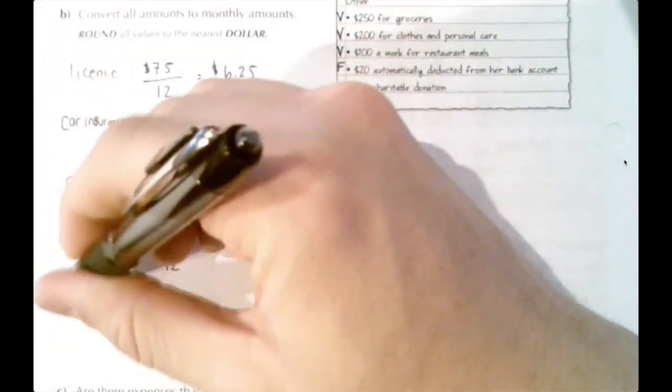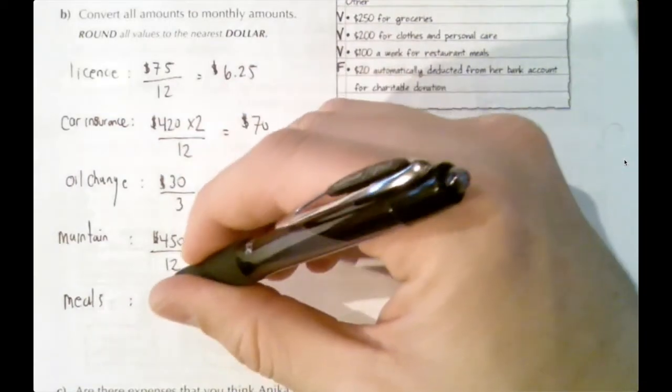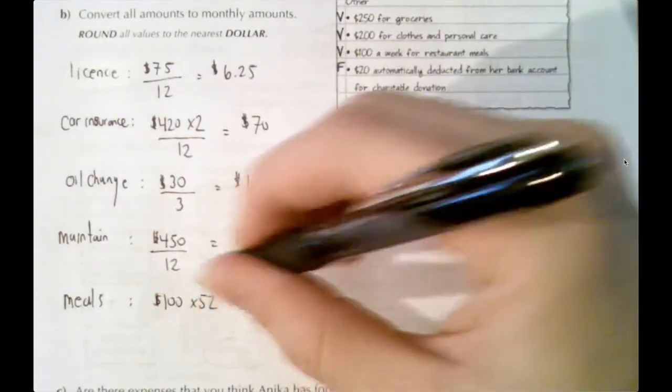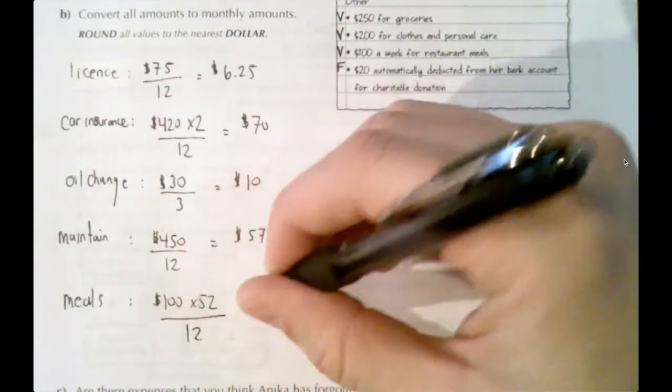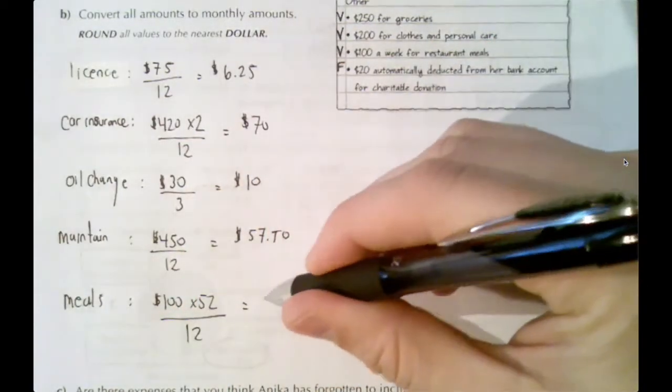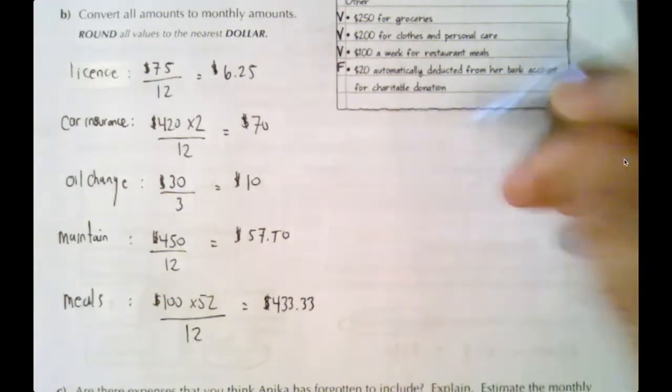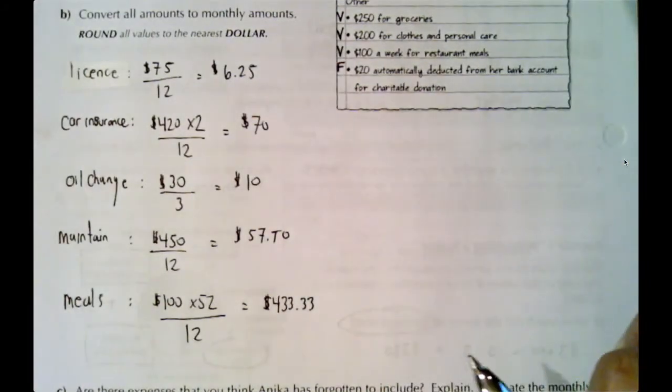Meals. These are the restaurant meals. And that's $100 every week. Well, there's 52 weeks in a year, and then divide by 12 to get a monthly amount, which is $433.33. It's a lot of money eaten out a month.